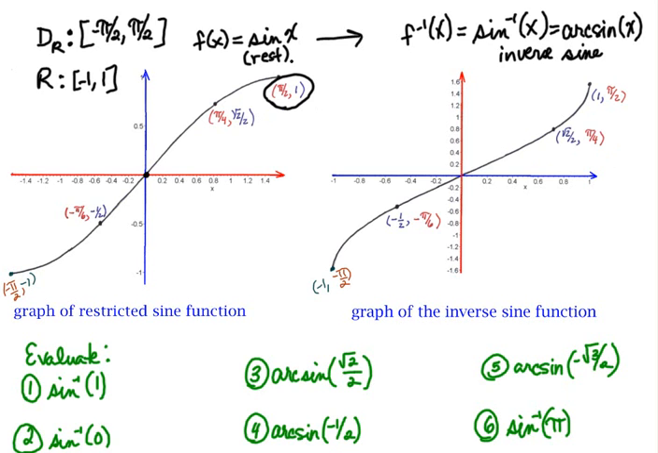(0, 0) would still stay (0, 0) on the graph of the inverse function. Negative pi over 6, negative 1/2 would become negative 1/2, negative pi over 6. Negative pi over 2, negative 1 would become negative 1, negative pi over 2.